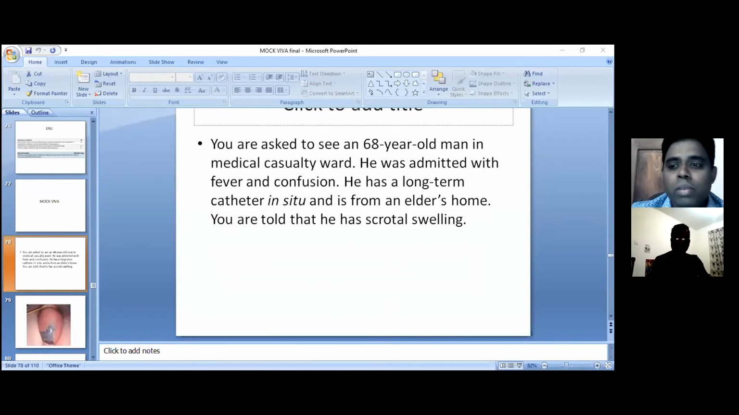Yes, Gobi. Okay. So this is a 68-year-old man from an elders' home, admitted to the medical casualty ward with some confusion and fever, and he's on a long-term catheter for urinary incontinence. They have referred him to you because he is having a scrotal swelling. So this was the appearance. Can you describe this?